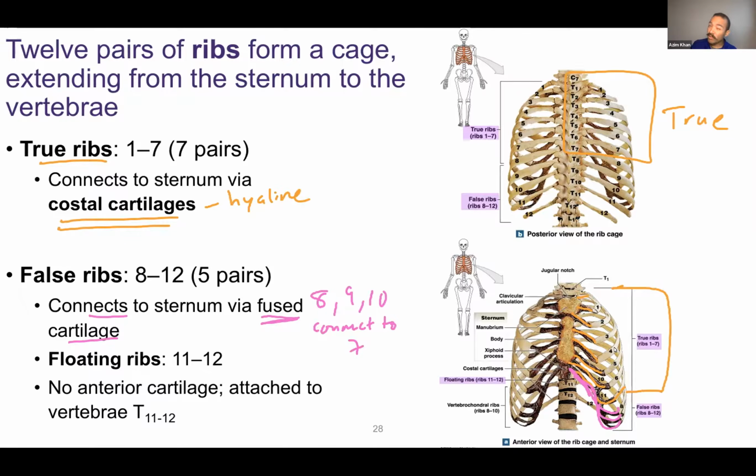11 and 12 are also called false ribs, but more specifically, they do not have any cartilage that attaches to the sternum. They do connect on the posterior side to your vertebrae, but they do not connect on the anterior side. So they're called your floating ribs. They're not truly floating. Your only truly floating bone is your hyoid because it's not articulating with any bones. 11 and 12 ribs do connect to the 11 and 12 thoracic vertebrae, but they're colloquially known as your floating ribs.